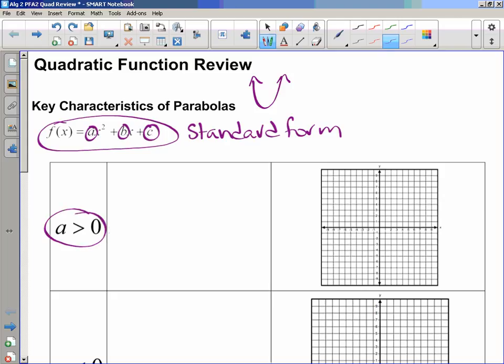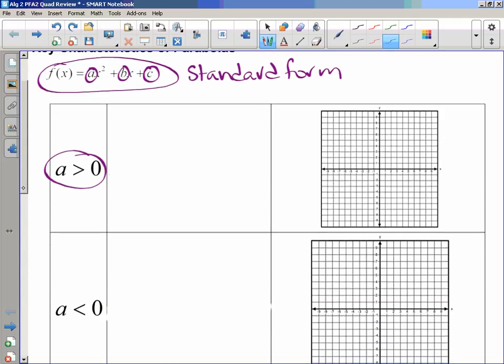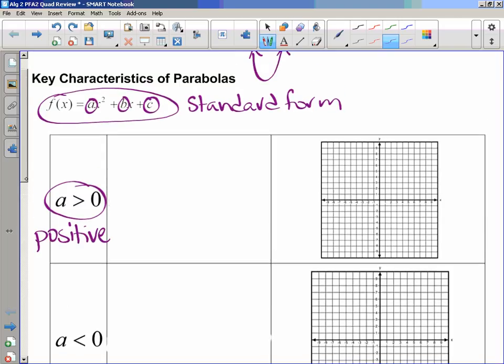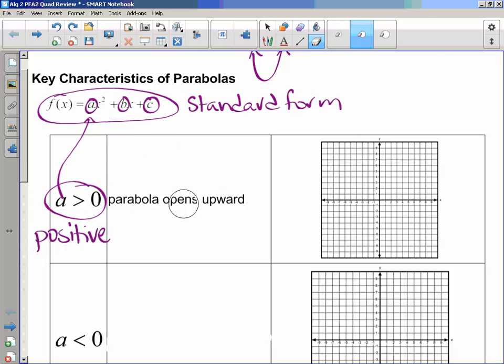So on this table, the first thing we're looking at is if a is greater than 0. What does it mean to be greater than 0? Basically, that just means that these numbers are positive. If a, this leading coefficient, the number right next to the x squared, is positive, then I know the following. The parabola is going to open upward every single time. Doesn't matter if it's 2, 10, 15, doesn't matter. As long as it's positive, I'm going to have a parabola that opens up.